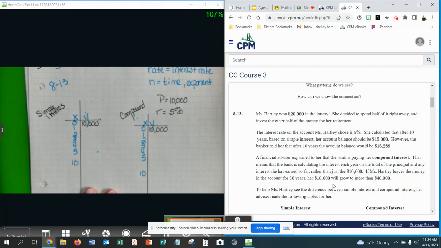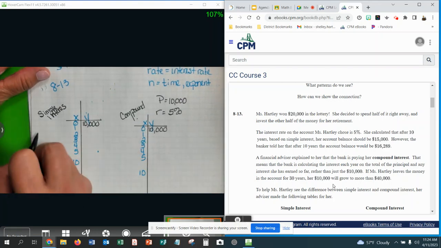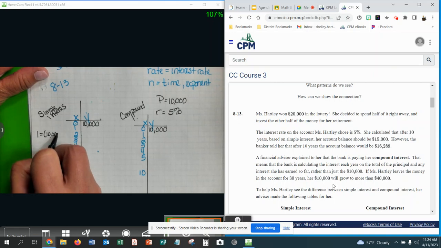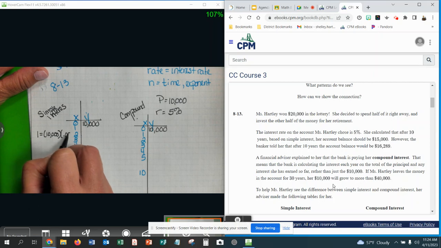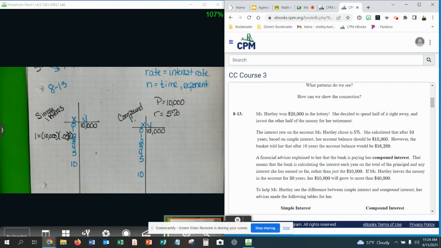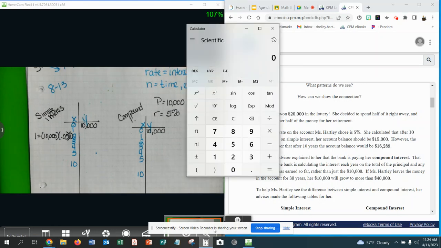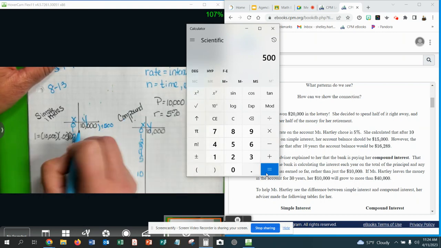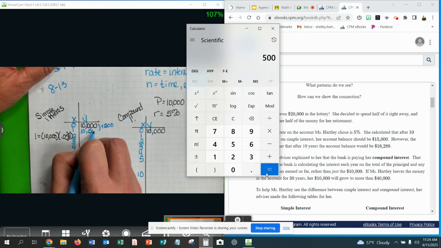Now, for the simple interest, I'm going to plug the simple interest formula in over here. I equals the principal, which is $10,000, times 0.05. And we just want to know how much the first year is. So if you watch, I'm going to grab my handy dandy calculator, and I'm going to go 10,000 times 0.05 times 1 equals 500. So the first year is plus 500. So then it becomes 10,500.